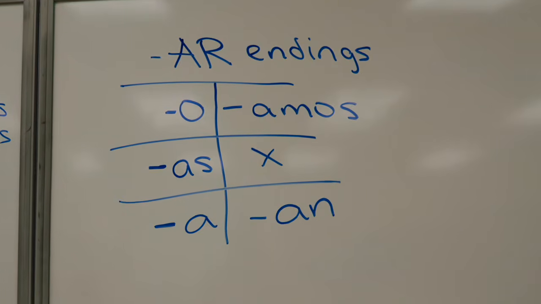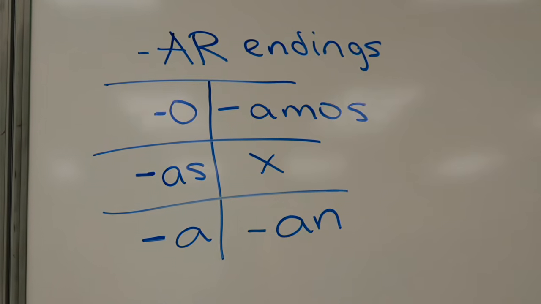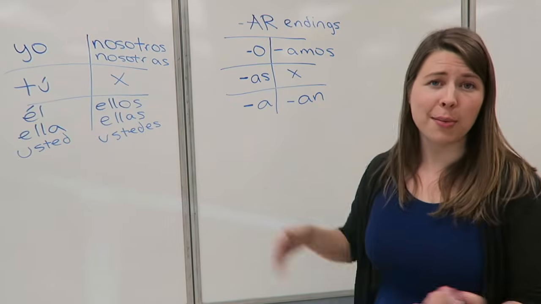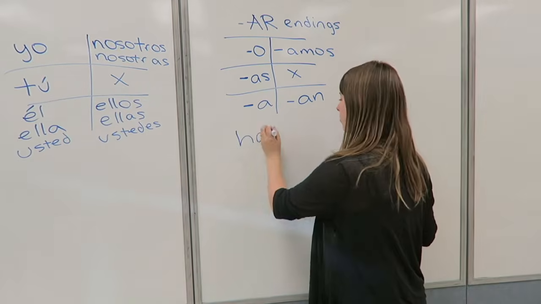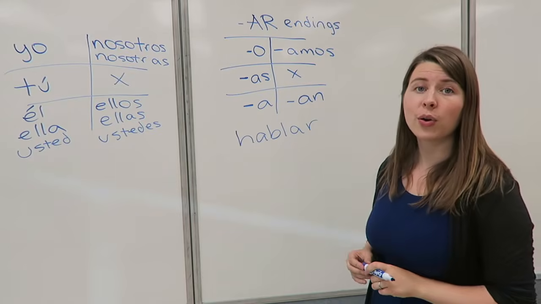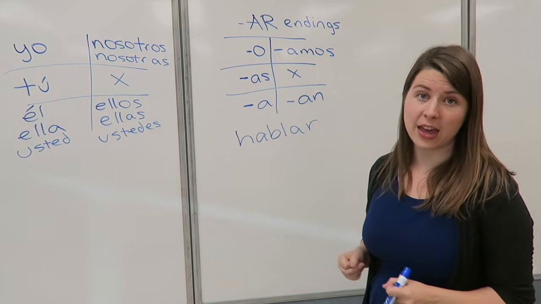Now we have our endings here. How are we going to go about conjugating the verb? We have our endings. Let's take our sample verb hablar. With hablar, we're going to first remove the ending.